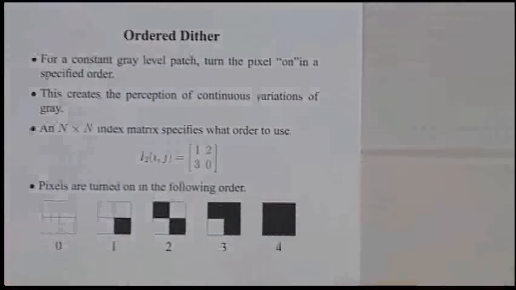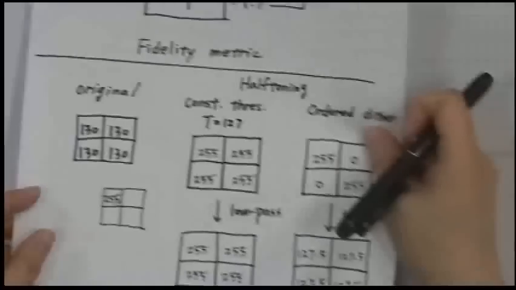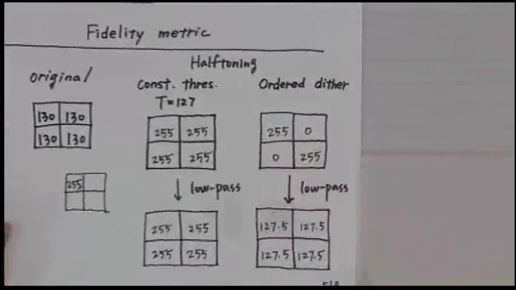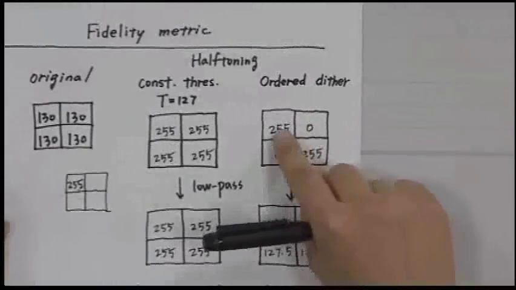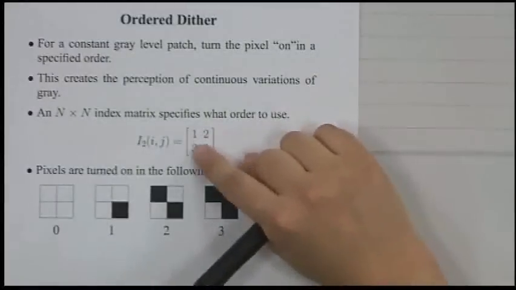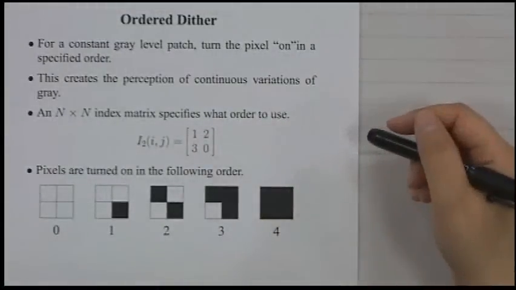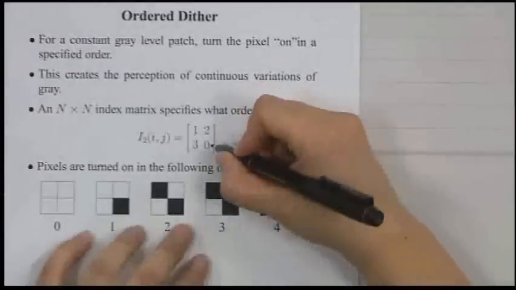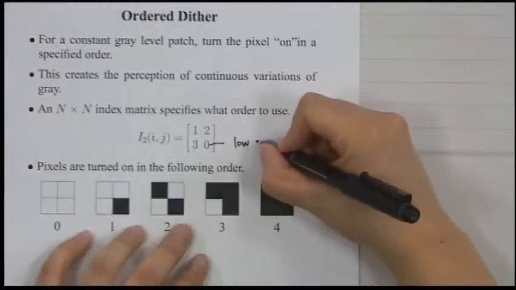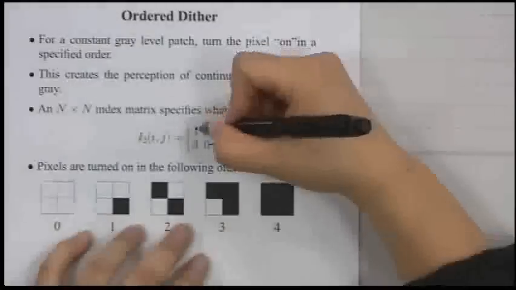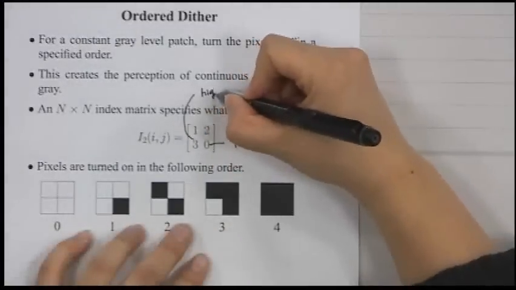Ordered dithering. I said introducing local variation was a good thing, but how can we mix up 255 and 0 for different gray levels? So here is one option. We can set a different threshold for each pixel. 0 means this is a low threshold, and 3 means it's a high threshold.